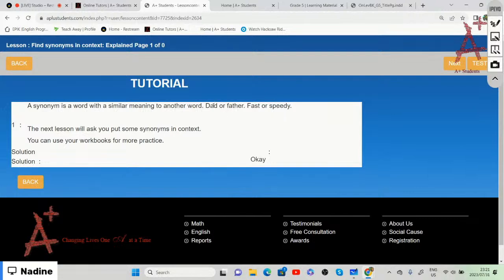So once again, dad or father, it is two different words, right? It's two different words, but yet the meanings of these words are the same, or similar in meaning. Because dad and father basically mean one thing. It's the role that your father or your dad takes. Fast and speedy, same thing.